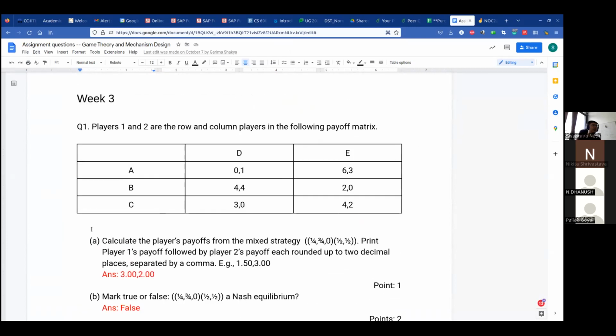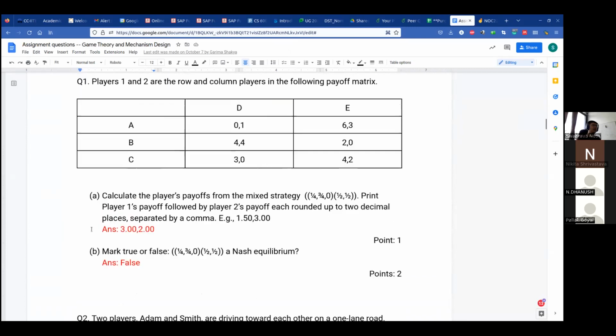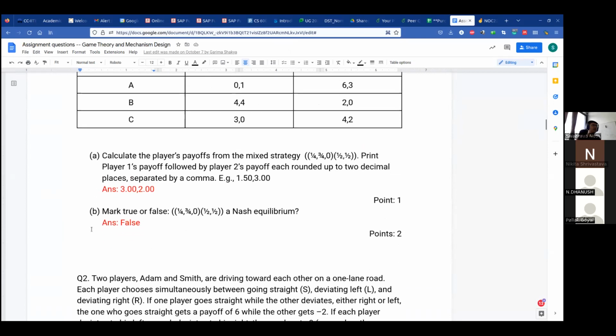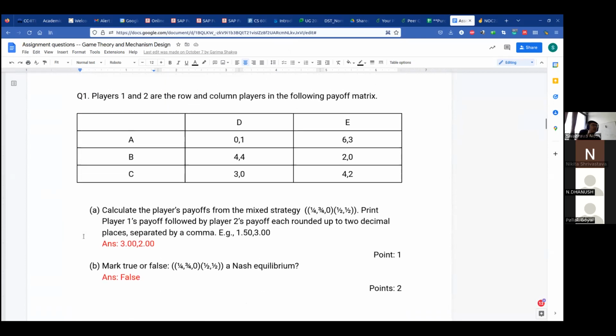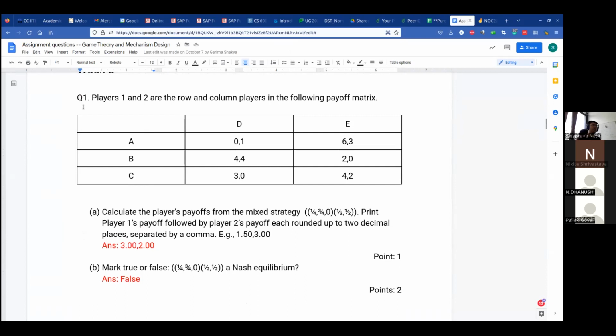Week 3, Nash equilibrium lessons. So this is question one, part B. Okay, so what is the question there? What is your question?